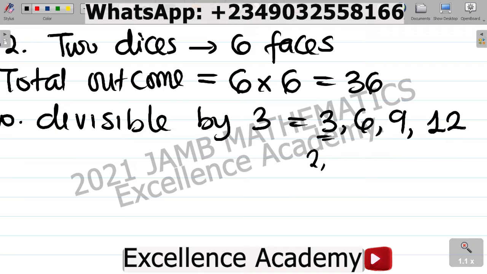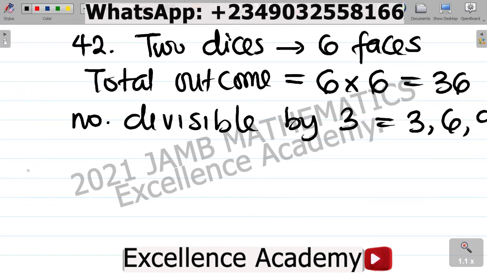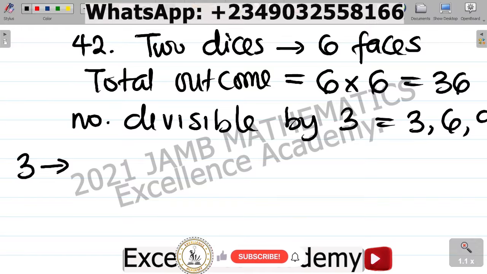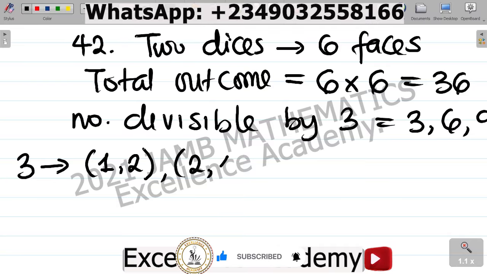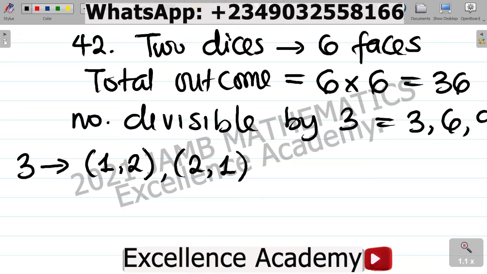Okay. Now, having said that, let's proceed. For each of these, we'll look at the possible sums that can give us each of them. Let's start with 3. What combinations can we have to give you 3? For us to have 3, you have to throw 1 on the first die and 2 on the second die. Or you could throw 2 on the first die and 1 on the second die. So possible outcome, PO, is equal to 2.